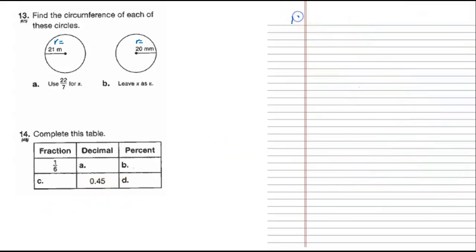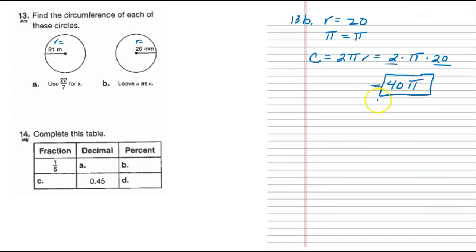So 13B, the radius is equal to 20. It says leave pi as pi. I'm going to use circumference is equal to 2 times pi times radius. So I have 2 times pi times 20. I can multiply 2 times 20, so that's going to be 40 pi. If you leave the pi off, it is wrong. If you were going to type this into Schoology, you could always type the word pi.